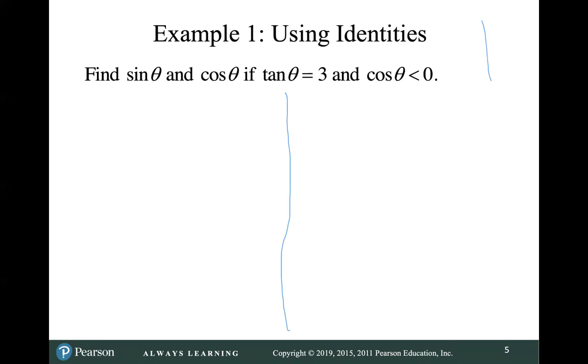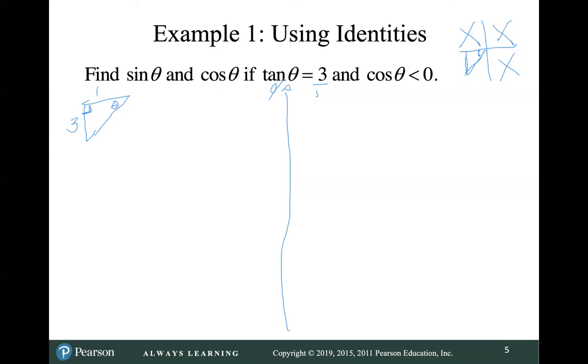The first thing that I'm going to do is I'm going to draw my quadrants. I know that tangent is positive, so it can't be quadrant 2 or 4. I also know that cosine is negative, so it can't be quadrant 1, so we know that our angle is in quadrant 3. Okay, so if I draw my triangle here, here's theta, there's my right angle. Tangent of theta, TOA, opposite over adjacent is 3 over 1. So my opposite is 3, adjacent is 1.